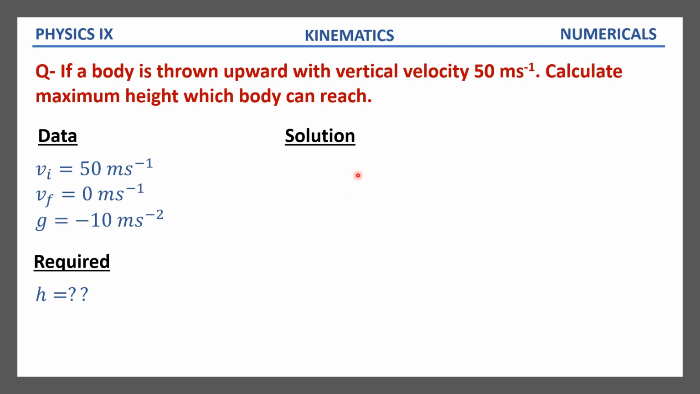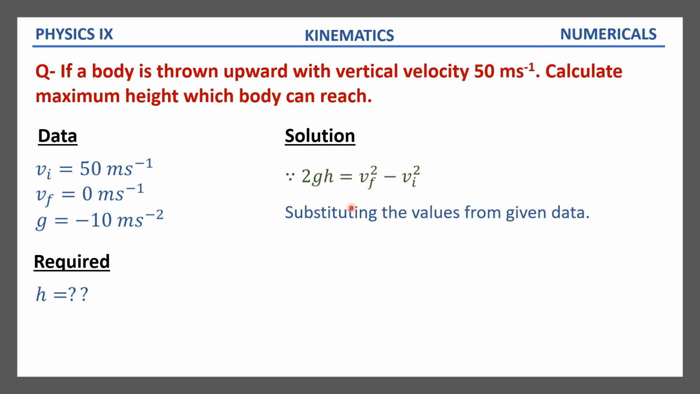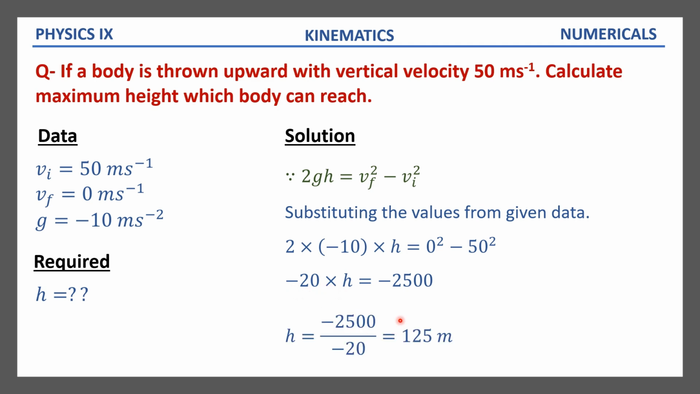Let's find it. We use the third equation of motion. Substituting the values from given data, 2 multiply minus 10 multiply h is equal to 0 square minus 50 square. After simplification, the equation becomes minus 20 multiply h is equal to minus 2,500. Minus 20 on the other side will divide minus 2,500. Minus on the numerator cancels the minus in the denominator, and 2,500 divided by 20 is equal to 125.